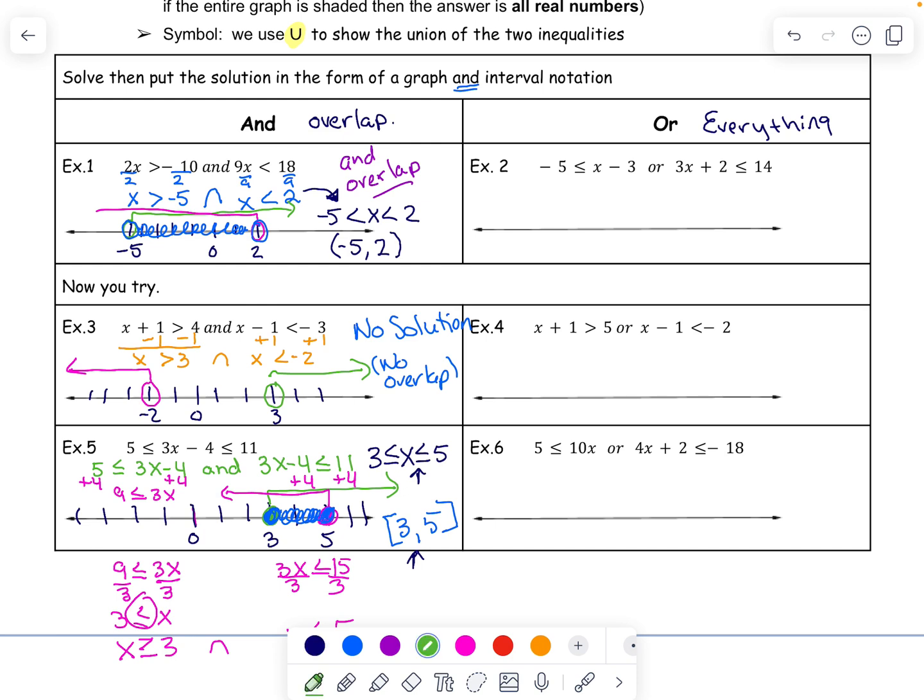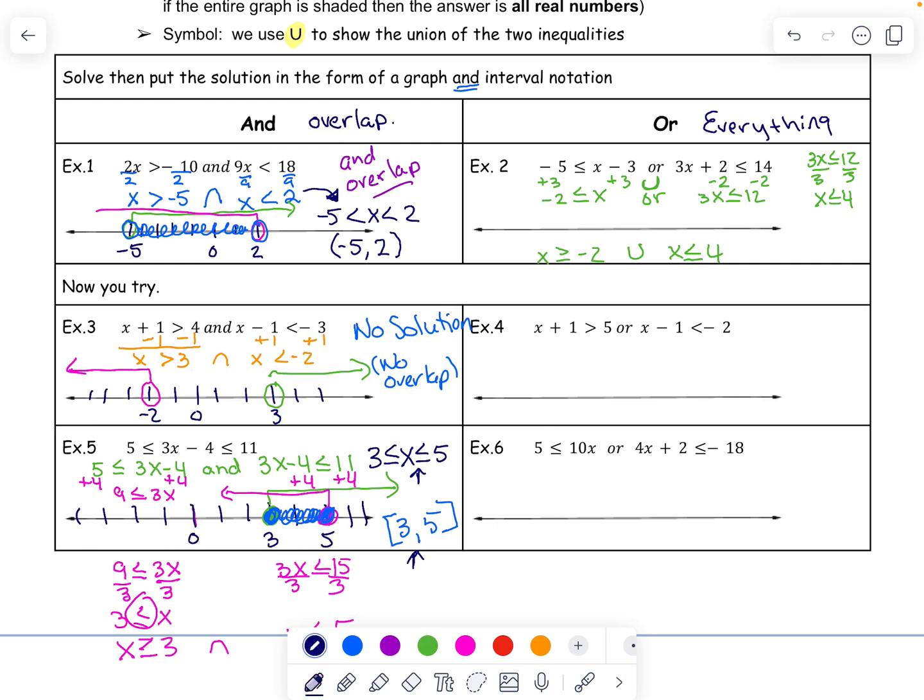Okay, everything that's shaded. So in our first one, we would add 3, and we would get -2 is less than or equal to x. And then or, which we said we could have the union symbol, right? Subtract 2, 3x is less than or equal to 12. And so if I have 3x is less than or equal to 12, I would divide by 3, and I'd get x is less than or equal to 4. So I would have x is greater than or equal to -2, union with x is less than or equal to 4.